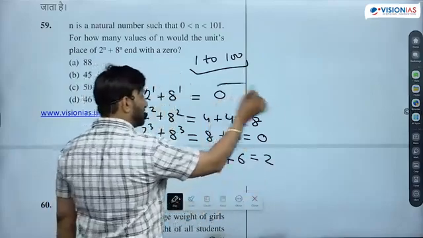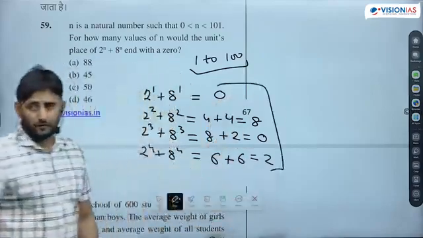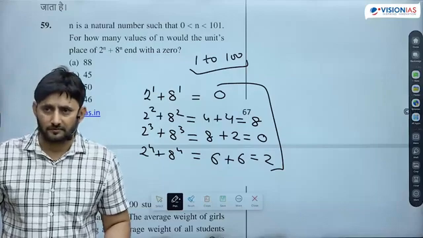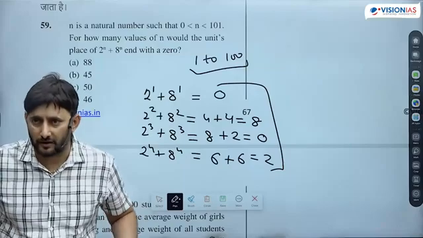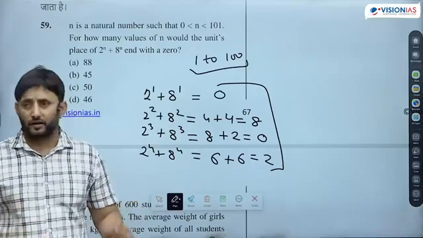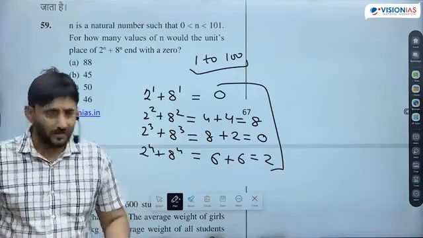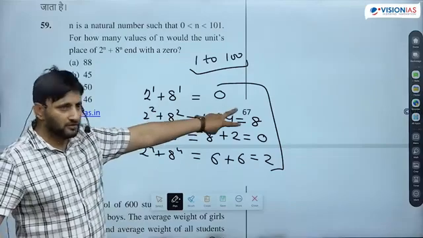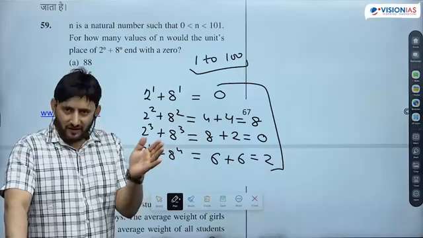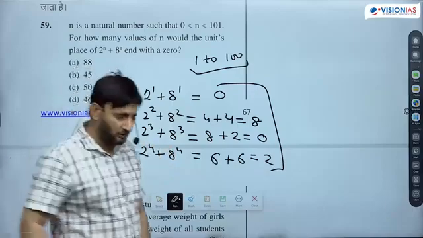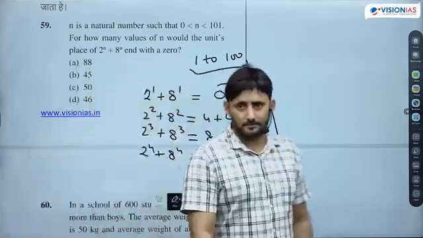So in the first 4, how many times did 0 come? In the first 4, how many times are you getting 0? 2 times. In the next 4, again 2 times. In the next 4, again 2 times. And from 1 to 100 there are 25 such sets. In each set you are getting 2 times 0. So in 25 sets, how many times will it come? 50 times.